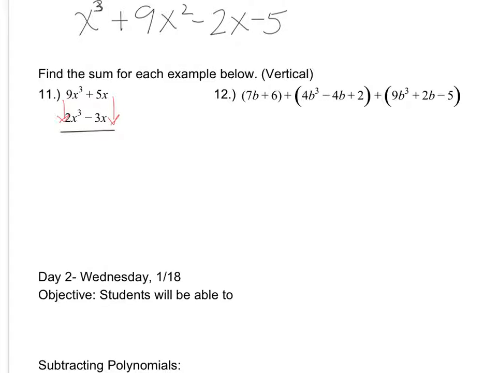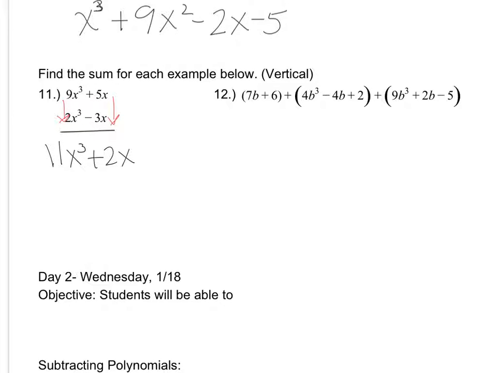So you're going to add 9x to the third plus 2x to the third, which is 11x to the third. And you're going to add 5x minus 3x, which is a 2x. And this would be your sum right here. So if you have something like number 12, which is not already written vertically, all you have to do is switch it into a vertical form.